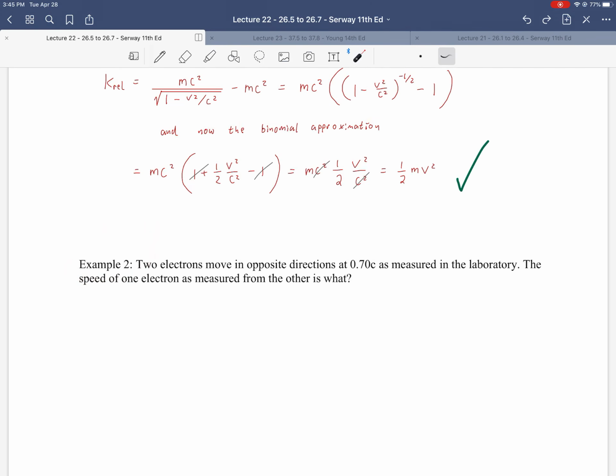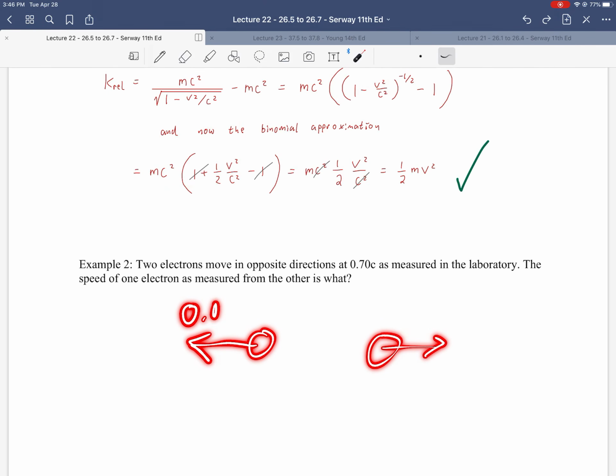Hopefully that's interesting. Now, example 2, I'm going to leave for you. This is a pretty traditional relative velocity problem where the velocities are great enough to necessitate using the special relativity versions of relative velocity. Here we have electrons moving at 70% the speed of light. They're moving away from each other in opposite directions. What is the speed of one electron as measured from the other? How fast would one electron see the other one moving?